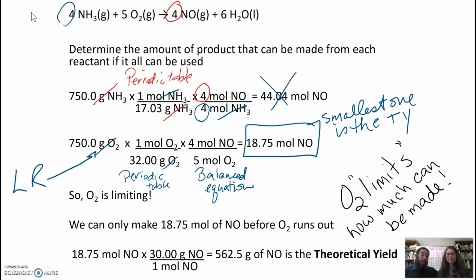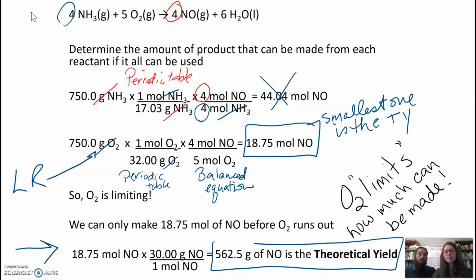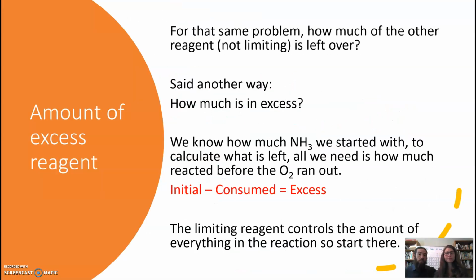Now notice at the bottom, we can take that amount in moles and we can convert to grams. This is just using the molar mass of NO. And so that's our theoretical yield in grams. Usually we do want the theoretical yield in grams. But it might say, what's the theoretical yield in moles? And you can just stop there.